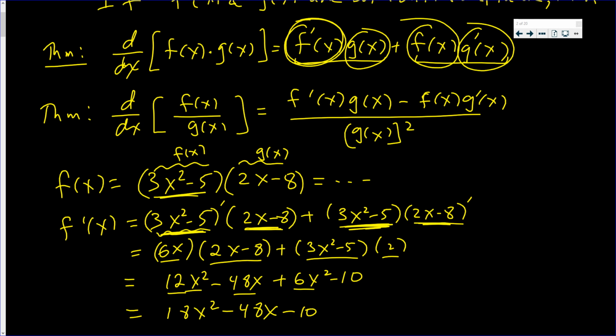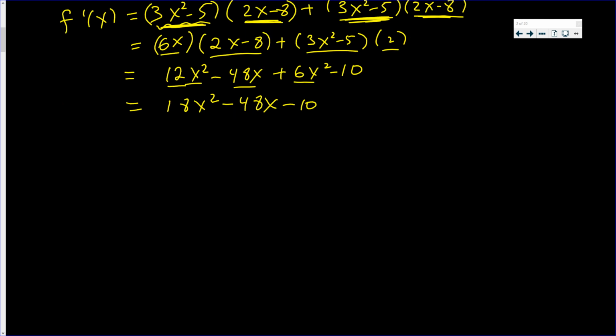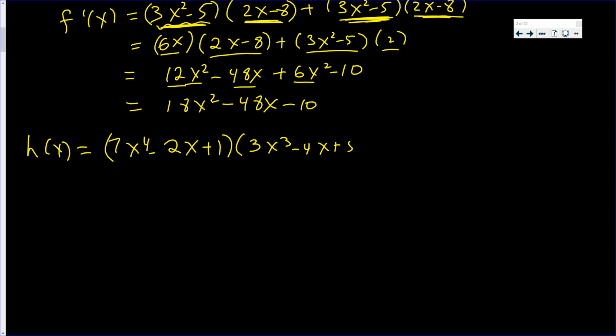Let's try another one. Suppose you were told that h(x) is 7x to the fourth minus 2x plus 1, and this is being multiplied by 3x cubed minus 4x plus 5. That's the first function. That's the second function.